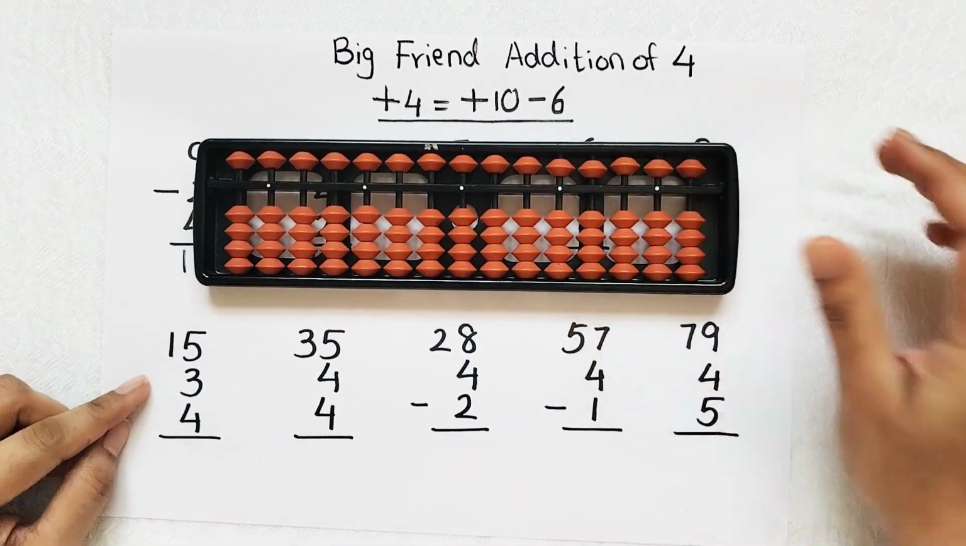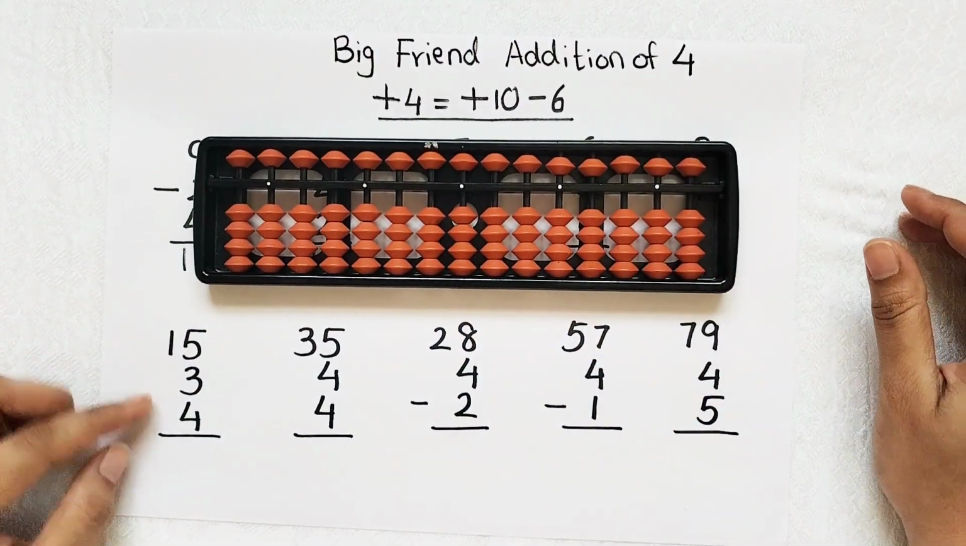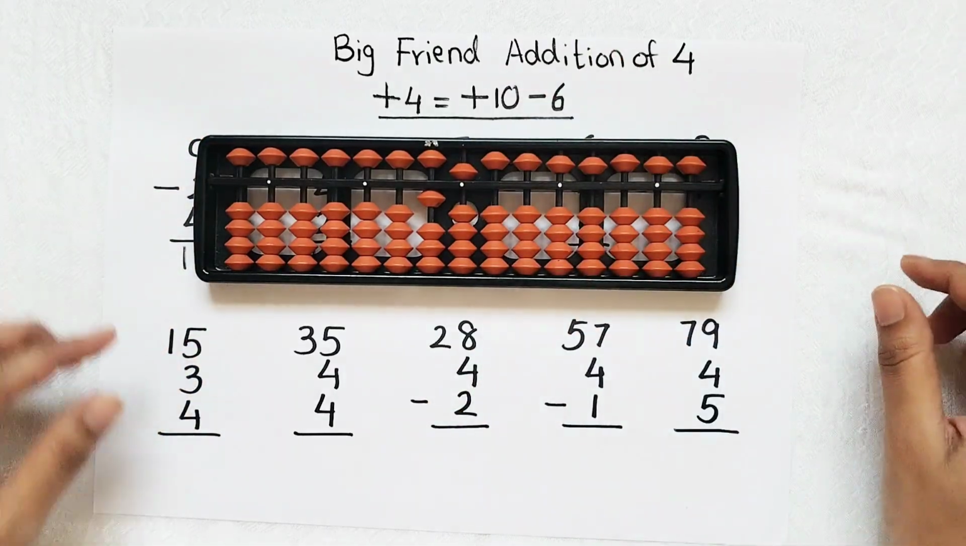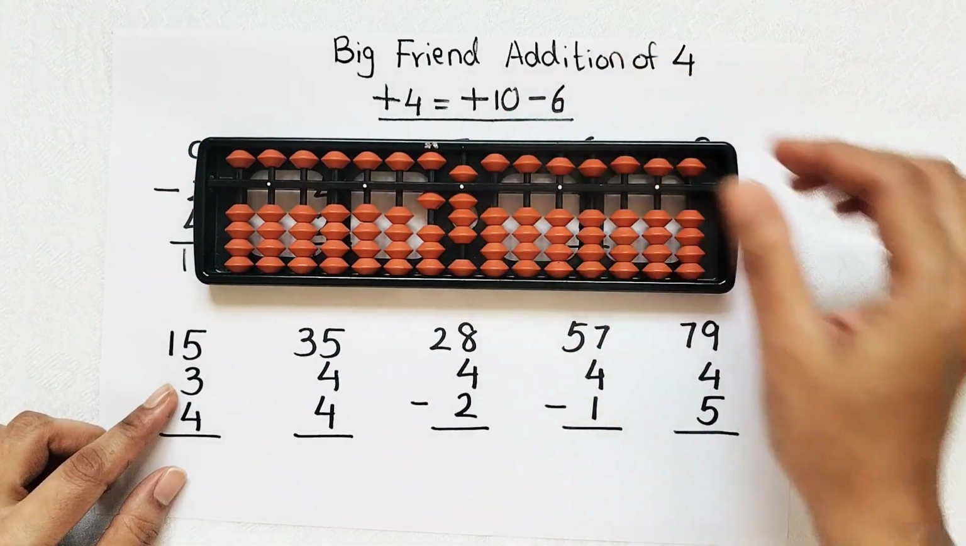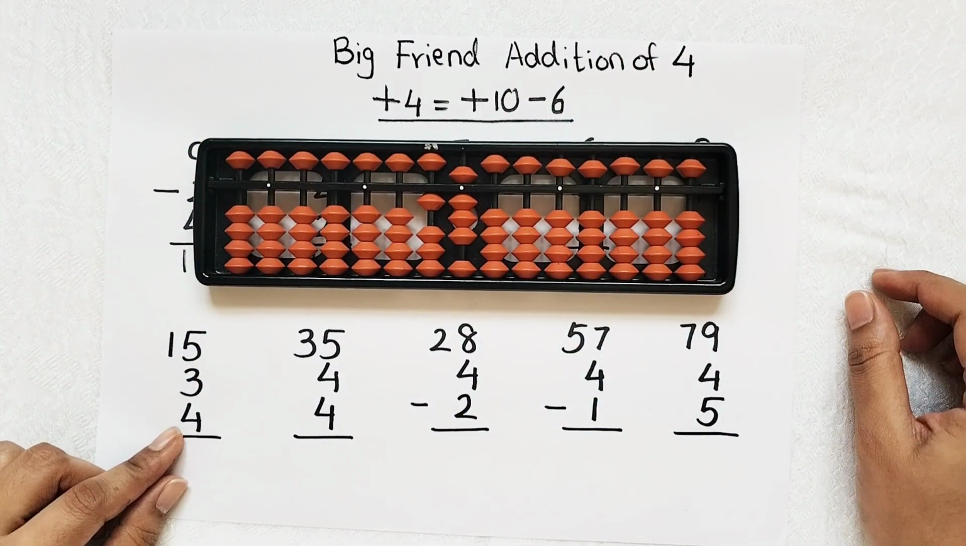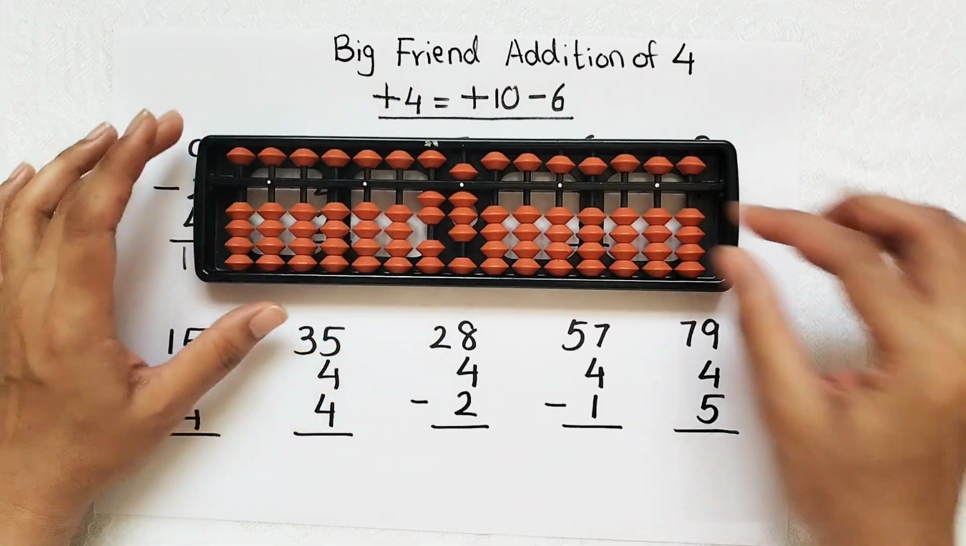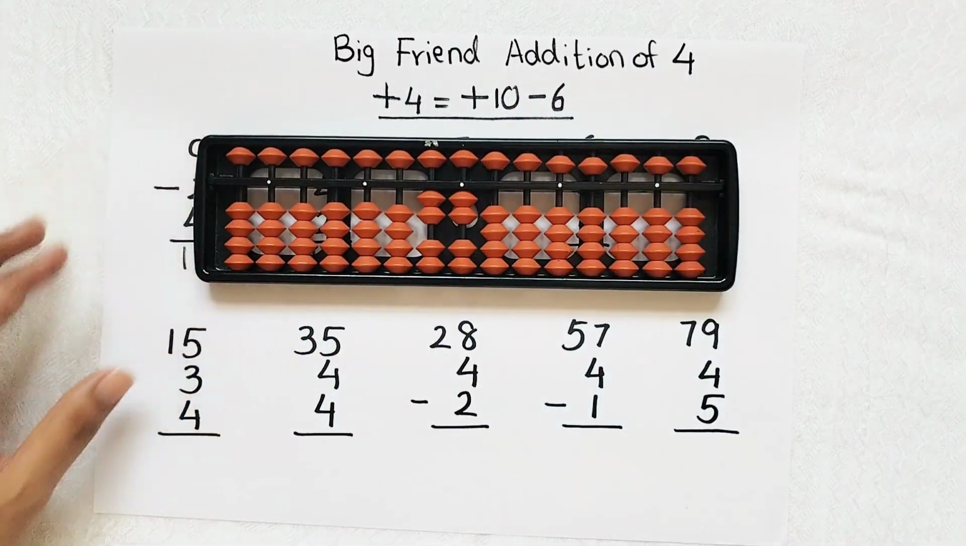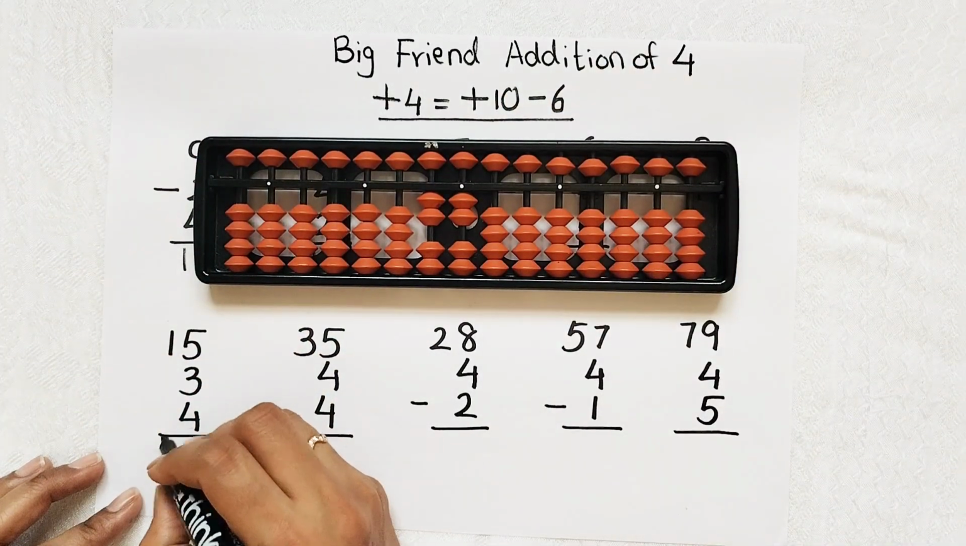Next one, 15 plus 3 plus 4. 15 plus 3 plus 4. Again, add 10 less 6. My answer is 22.